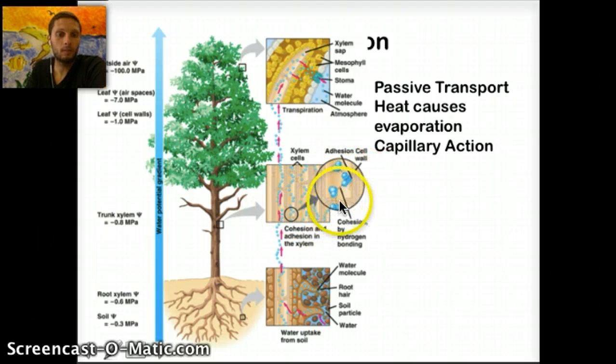attraction between the different water molecules, and then adhesion with the cell wall, that water gets moved up the xylem, and then eventually, because of the low pressure in the leaf structures, due to evaporation, water gets transferred to the leaves. And so it actually is somewhat beneficial for the plants to have some evaporation in the plant leaves, because then that allows for this low pressure area and water to be transferred up throughout the plant.